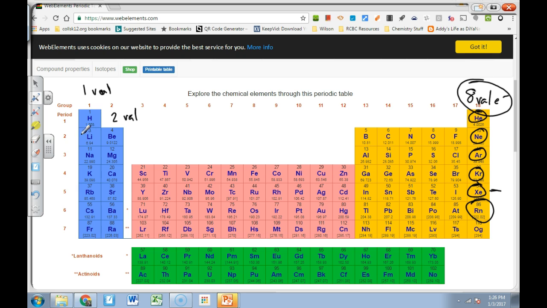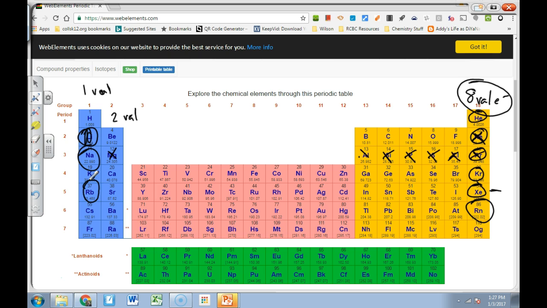So if you have lithium with 1 valence electron, how can it get... I won't use lithium as my example. Let's use sodium. Sodium, how is it going to get 8 valence electrons? Well, it has 1, and so it can either gain 7 valence electrons, or it can lose 1 to have a valence that's exactly like neon. And that's what it does. It's easier to lose 1 electron than it is to gain 7.